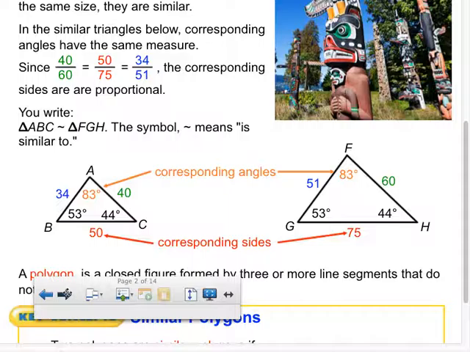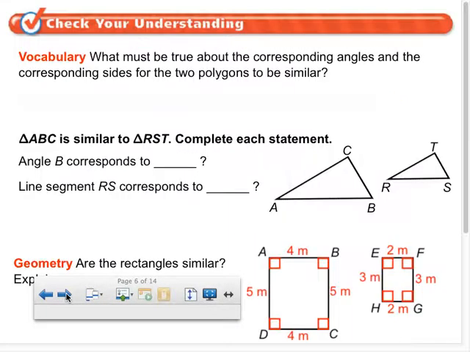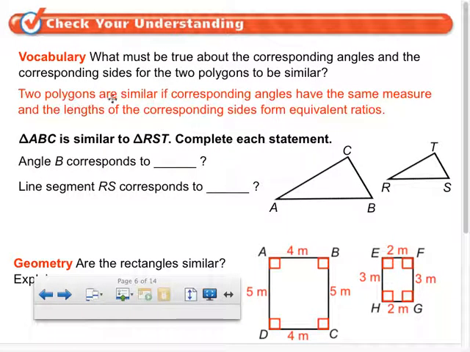So let's fast forward to that last slide. Two polygons are similar if corresponding angles have the same measure, they're equal, and the length of the corresponding sides form equivalent ratios that we can make a proportion out of. Okay? Now, Makeda already answered our question here. These two triangles, triangle ABC, and notice, this time they go the other direction, ABC, they go counterclockwise, and this RST. See how they went counterclockwise? Okay, that's important for later.